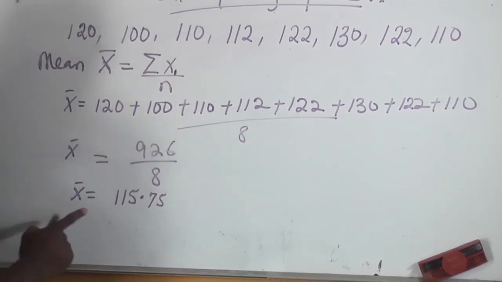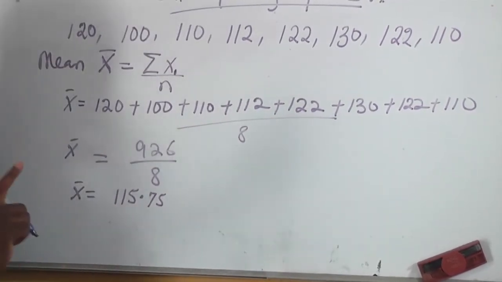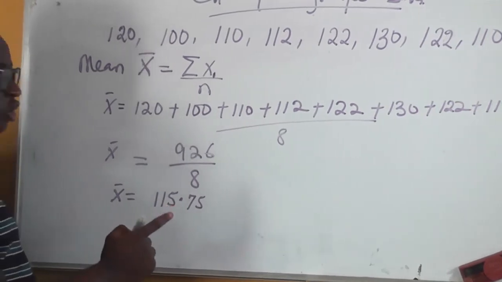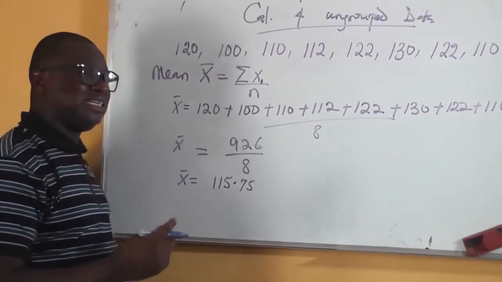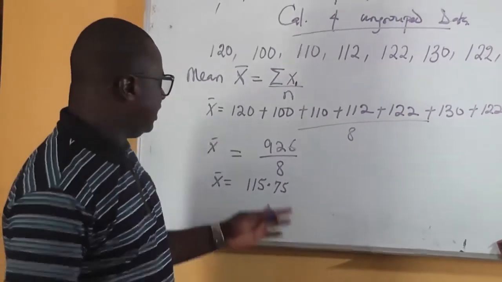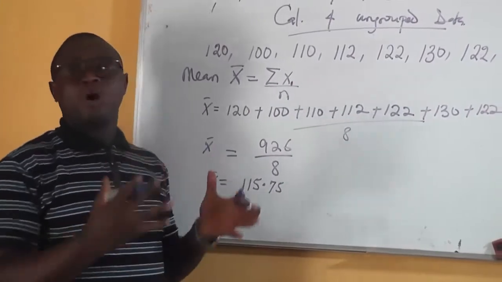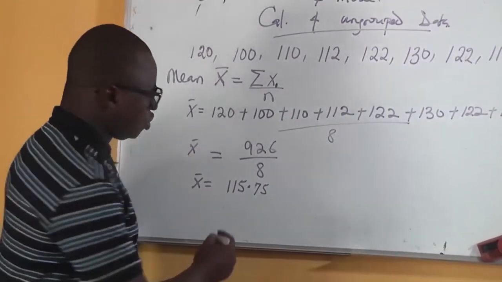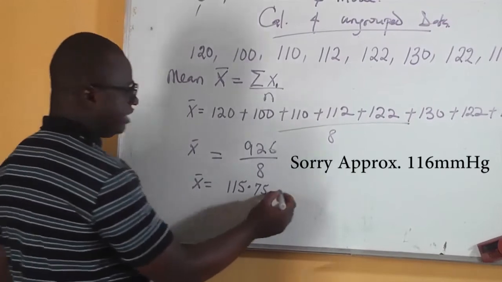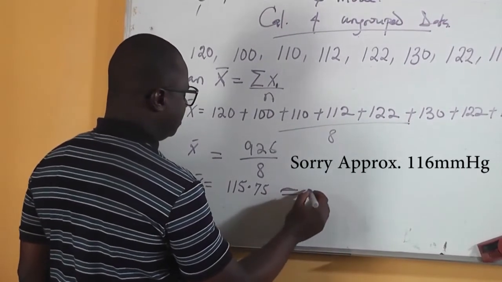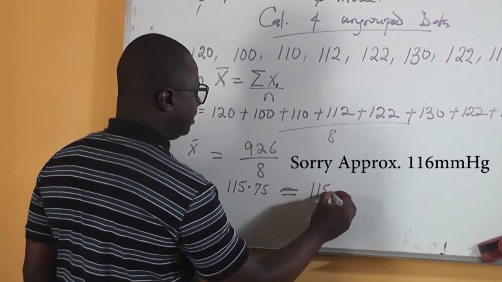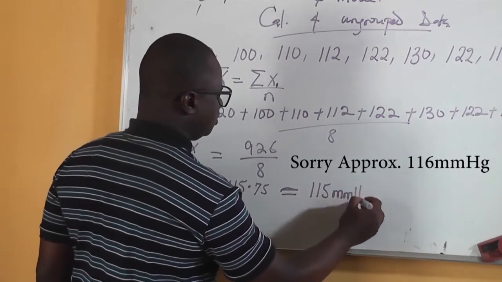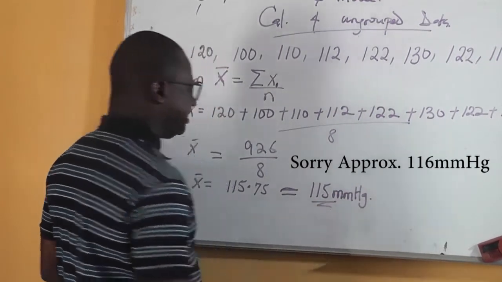115.75. Now remember, we are talking about systolic blood pressure, and in blood pressure, usually it is discrete data. Discrete data means data that are whole numbers. We can say whole number data. So that means we need to approximate this, right? So it will be approximately 115 mmHg.